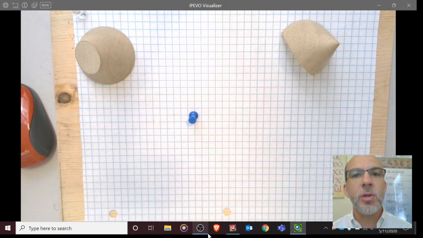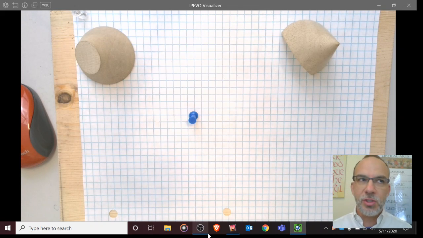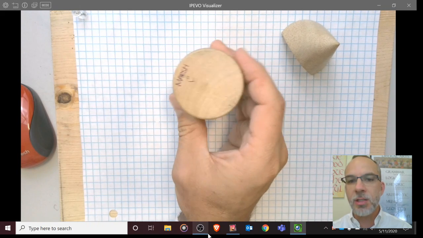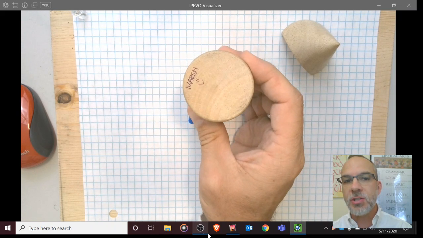So at this point you should be seeing my little document camera here. We talked first about what a conic section is. A conic section is the shape that you get when you cut a cone at various places and in various ways. The first conic section was when you cut a cone just parallel to the base. If you can see that, you get a circle.